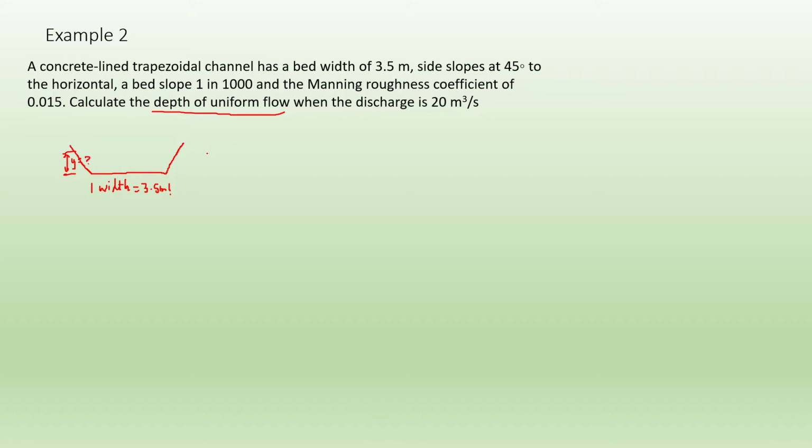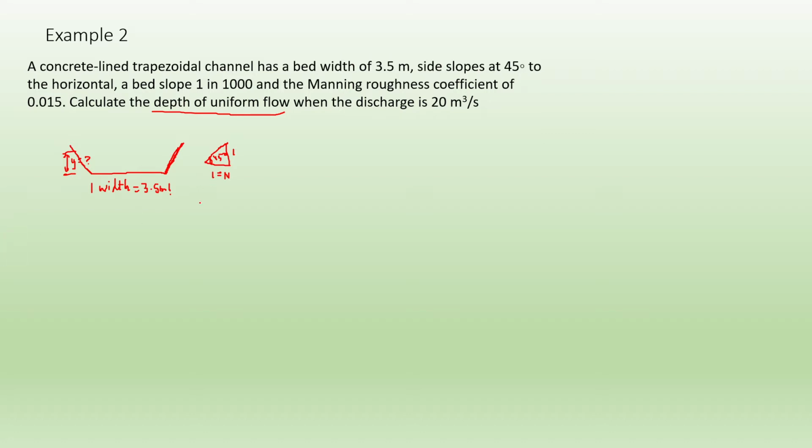But the side slope of this trapezoidal channel is given as 45 degree. So what it means when we have 45 degree is that the triangle is equal on this side. So the horizontal and the vertical length is the same. So in this case, since the vertical is equal to 1, n is equal to 1.